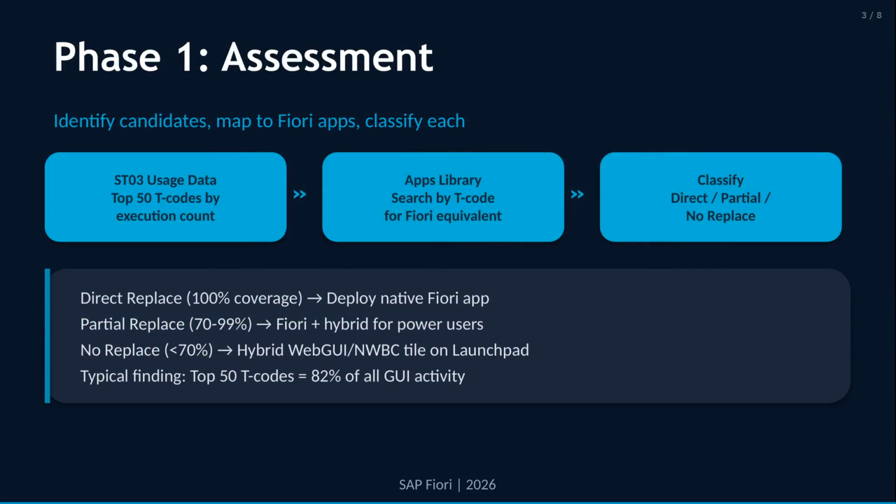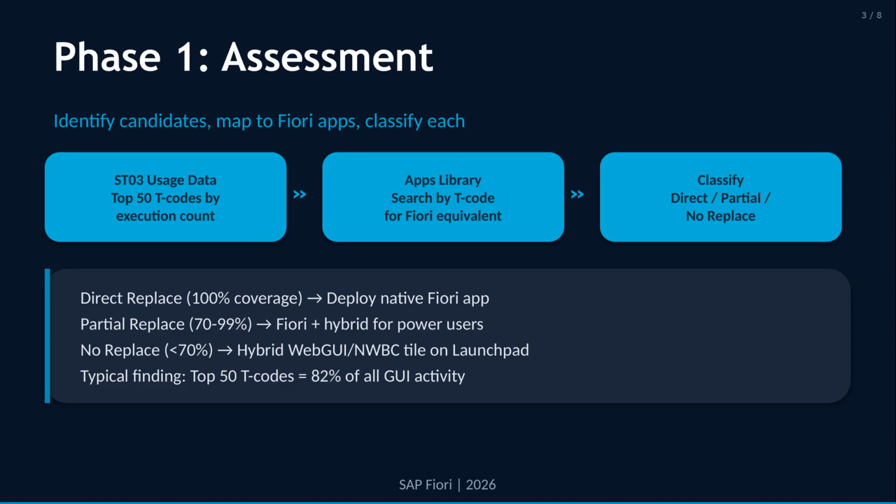The assessment phase answers two questions: which transactions are candidates for migration, and which Fiori apps exist to replace them. Start by identifying your most used transactions. Pull this data from transaction ST03, Workload Statistics, or the Usage and Procedure Logging in Solution Manager. Rank transactions by execution count over the past 12 months.